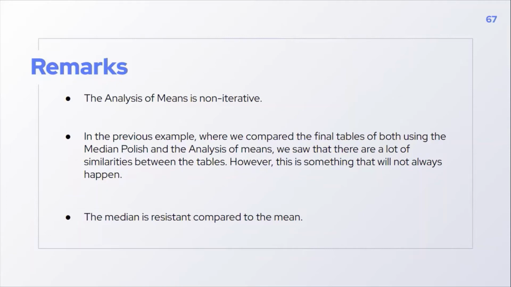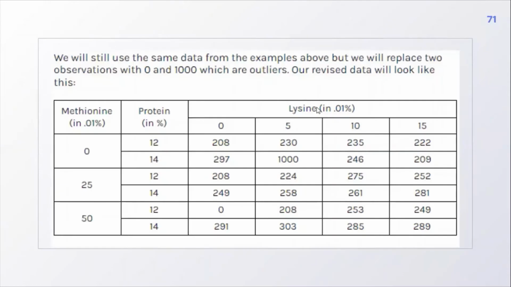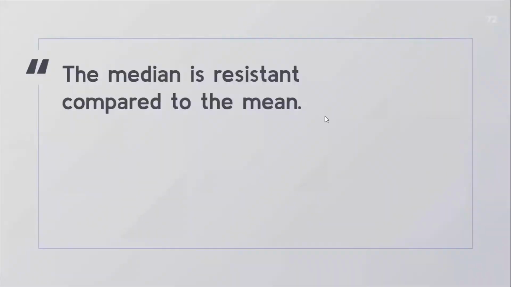Third remark: the median is resistant compared to the mean. For the second and third remark, we will show an example as a proof by presenting an example with outliers. We will still use the same data from the examples, but we will replace two observations with 0 and 1000. We place 0 here and we place 1000 here. On the next pages, we will show that the median is resistant compared to the mean.